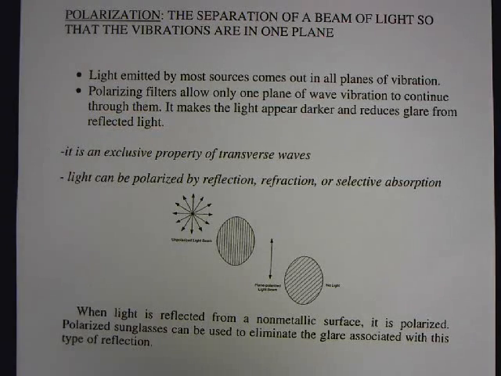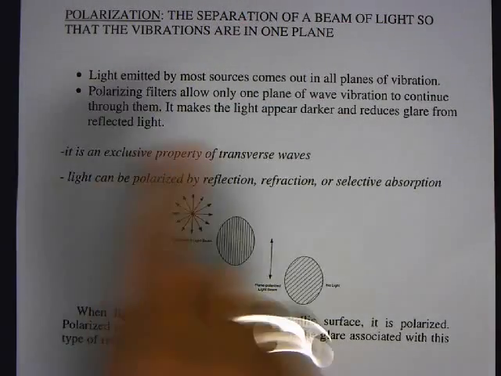You can also get polarizing filters that you can put on the end of cameras, for those of you in maybe the photography class. That polarizing filter that you put on the end of the lens of a camera is going to block out the glare that's produced from the visible light. The glare is from the light bouncing off a reflective surface, usually water or something like that.